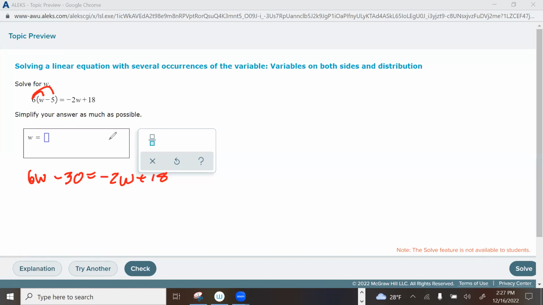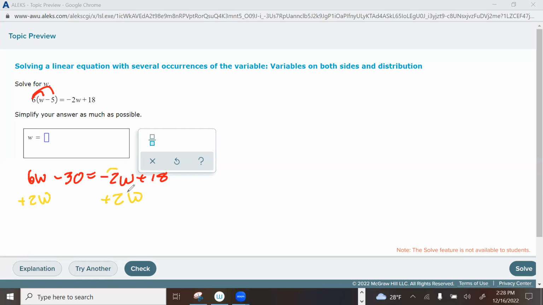There, we've made progress. But we want to end up at the end with w equals some number, which means we want to only have a single w in the problem. So we got to get them together. So I can do one of two things. I can subtract 6w from both sides, in which case on the left, 6w minus 6w is 0, and they're gone. And then there's no more w's on the left. Or I've got a minus 2w here, so I could add 2w to both sides.